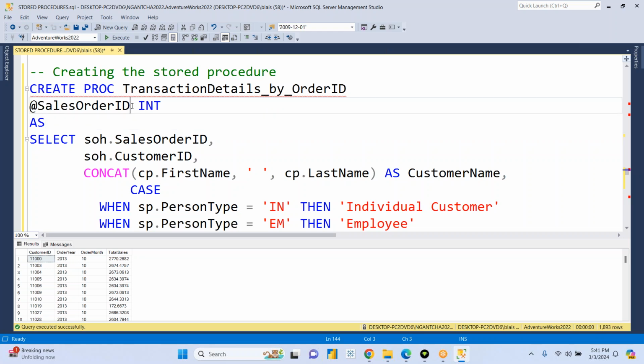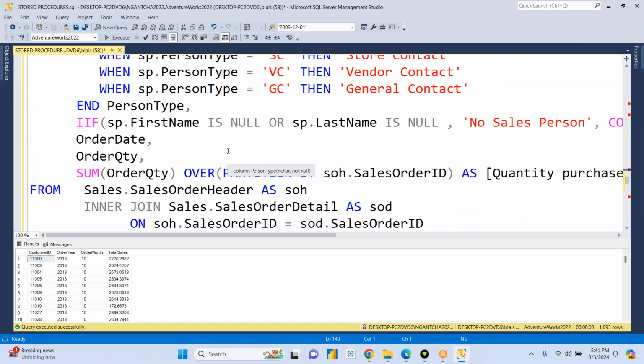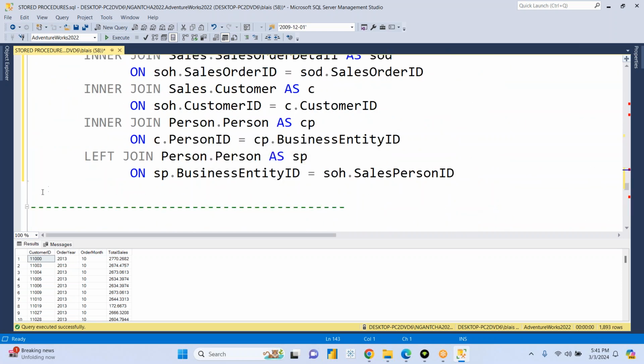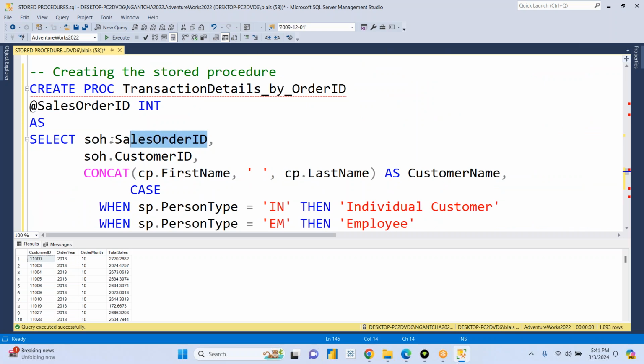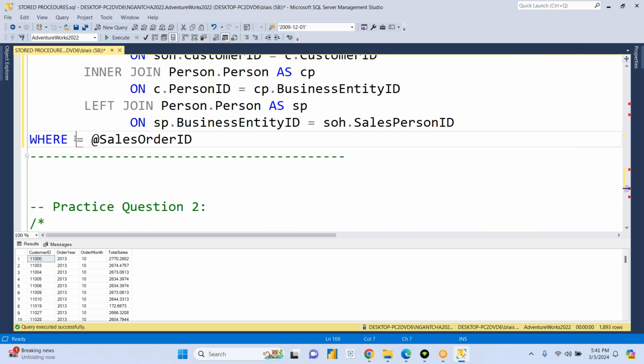This is not enough. You must now take this into the where clause. The power of a parameter is the ability to filter the procedure. So this is us incorporating this. This is going to be a valid column in the query. So we are having sales order ID. This should be equal to the parameter so that when you call the stored procedure and provide the sales order ID, it will now replace the parameter with the value you specified.